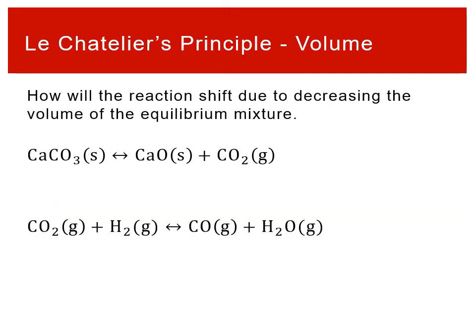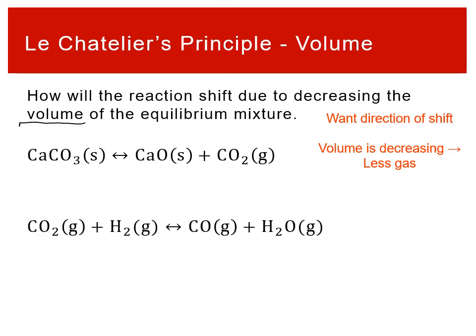So how will the reaction shift due to decreasing the volume of the equilibrium mixture? When I'm looking at this case, with Le Chatelier's principle, I just want to key in on the fact that I'm changing the volume. So if I'm changing the volume, to predict the direction of the shift, I need to be looking at the gas molecules. And so how is my volume changing? The volume is decreasing. So I am decreasing the volume of my mixture, which means that I am going to want fewer gas molecules. So which side has fewer gas molecules on it?